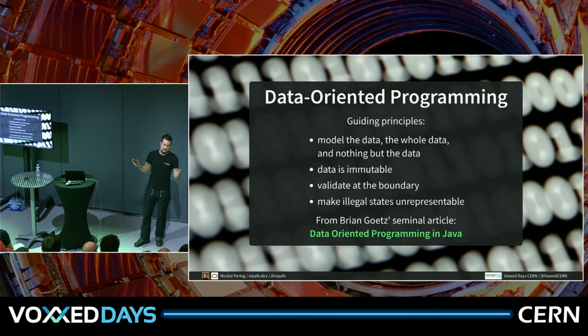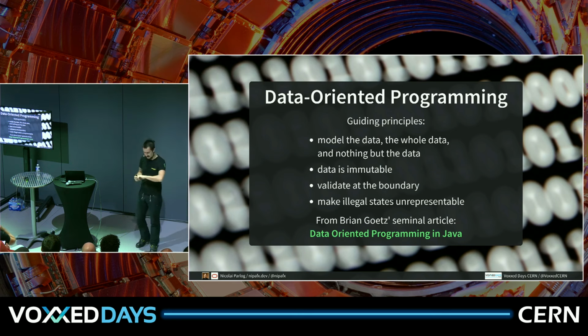This entire talk and even the title is totally ripped off from Brian Goetz's article. Brian Goetz is a Java language architect at Oracle. He's a key member of OpenJDK. He's driving a lot of these evolutions of the Java language. And he wrote a long article, and he put forth some guiding principles for data-oriented programming. Model the data, the whole data, but nothing but the data. Data is immutable, validate at the boundary, and make illegal states unrepresentable.